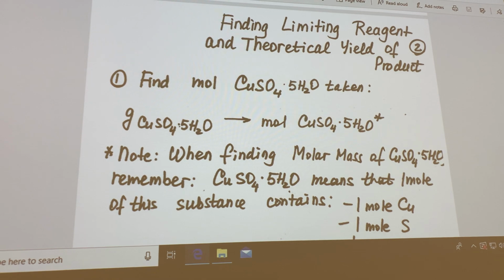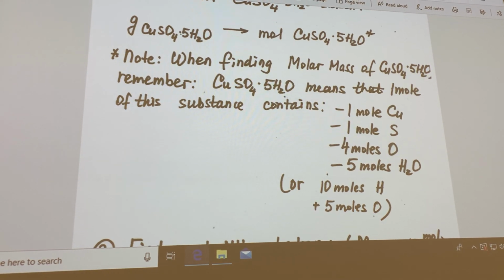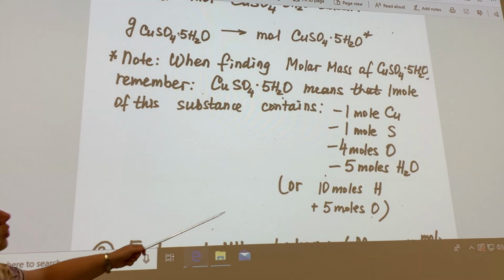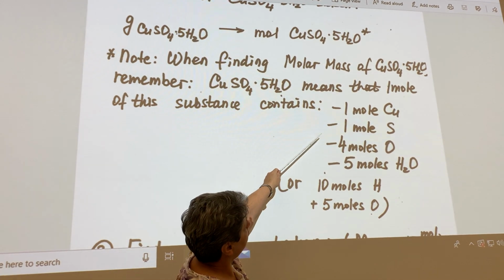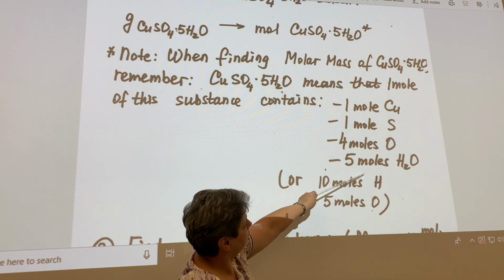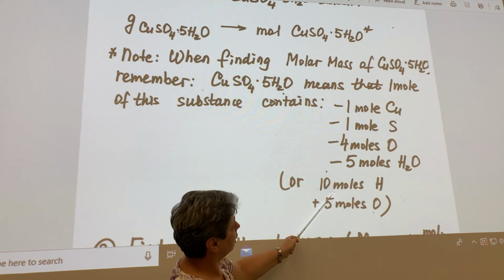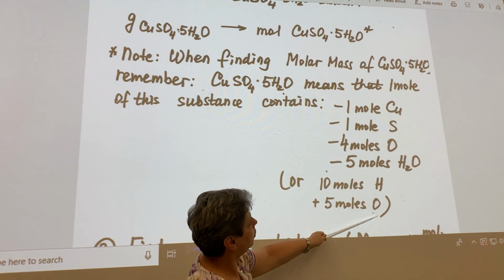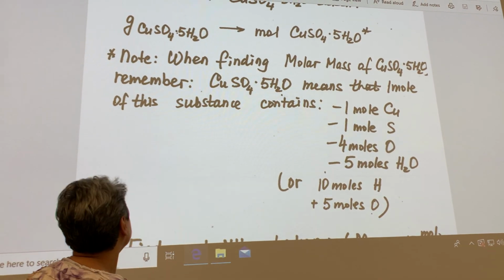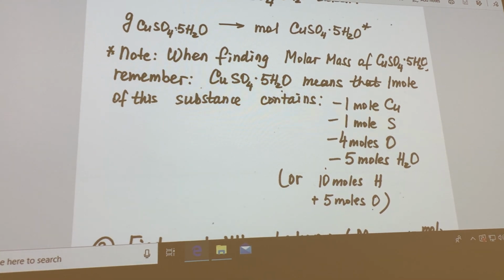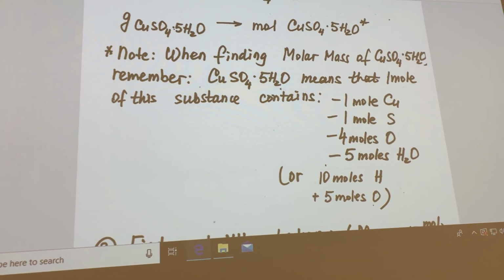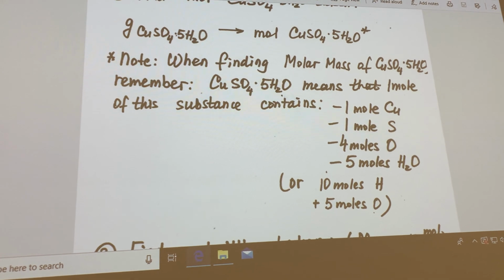These notes will also be posted on Canvas for your reference. So you can just do 1 copper, 1 sulfur, 4 oxygens, and then, like I said, 5 moles of water, or 10 moles of H and 5 moles of O. This represents 5 waters. So the first step is to find how many moles of copper sulfate pentahydrate was used.